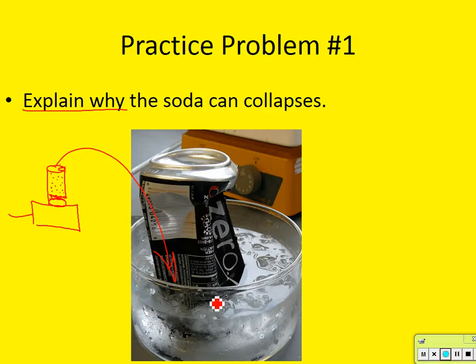So that's what I would put for number 1. The space between the water vapor molecules gets smaller, takes up less space, but when it's inverted in the water, the atmospheric pressure crushes the can because it's greater. All right, let's move on.